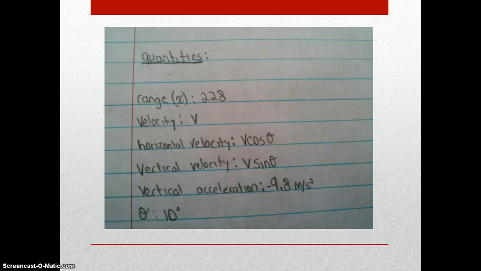Now, my second step after drawing the sketch was writing all the physical quantities that we know. So the range, which is just x, would be 228 meters. The velocity, which we do not know, we can just assign as the variable v. Horizontal velocity would be v cosine theta, and vertical velocity would be v sine theta. And we also know the vertical acceleration to be negative 9.8 meters per second squared, and theta is 10 degrees.